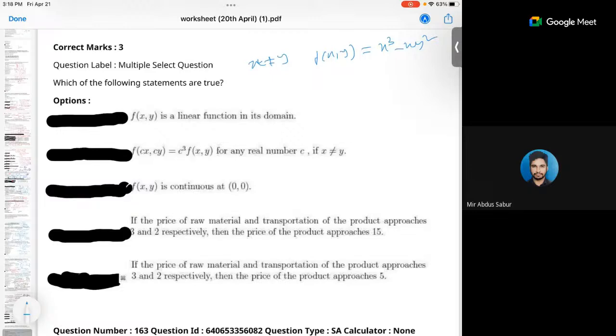Hello. Yes, sir. So this is not a linear function in its domain because when x not equal to y, then f(x,y)... Sir, every piecewise function is not a linear function, right? Why? Because there is stepping, all those things, right? Stepping, increase of value.